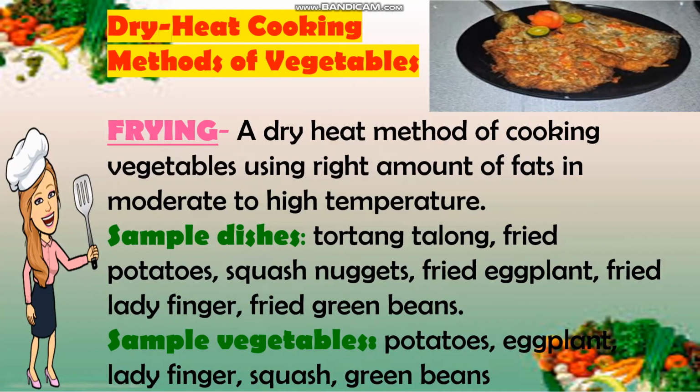Frying. A dry heat method of cooking vegetables using right amount of fats in moderate to high temperature. Sample dishes are tortang talong, fried potatoes, squash nuggets, fried eggplant, fried ladyfinger, fried green beans. And the sample vegetables are potatoes, eggplant, ladyfinger, squash, green beans.